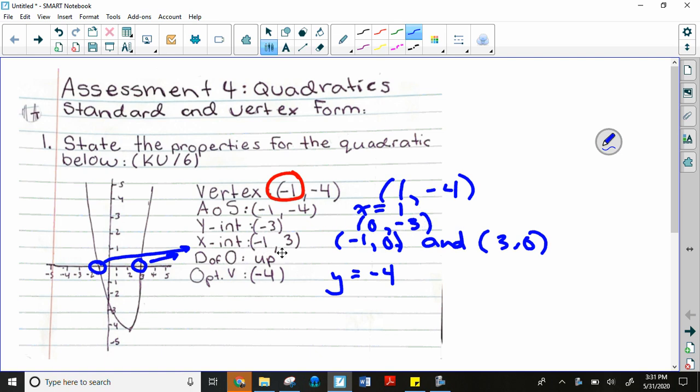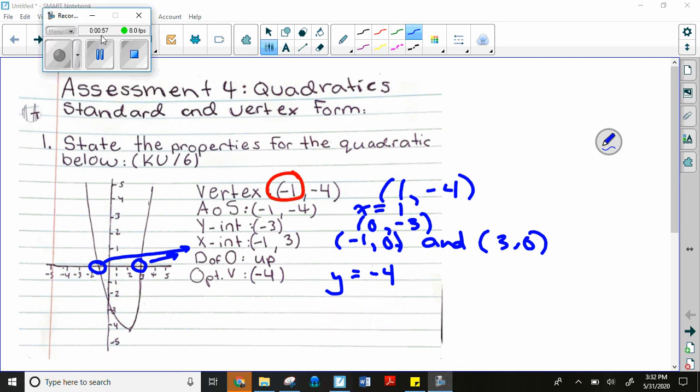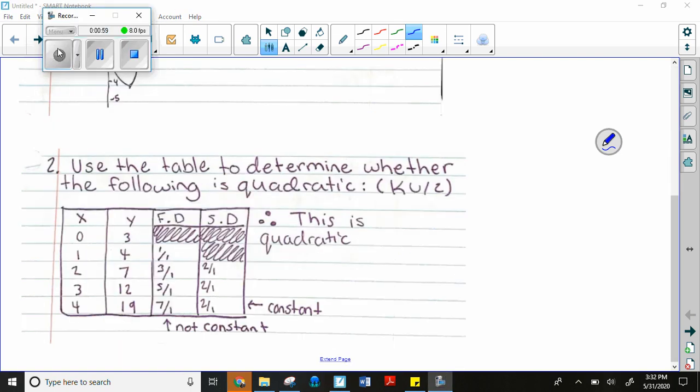Your x-intercepts are 2 different points. You combined them into 1 point, put them separately. So -1, 0 and 3, 0. Direction of opening is up. Optimal value is -4, stated as an equation y equals -4. But all in all, first question, done well.